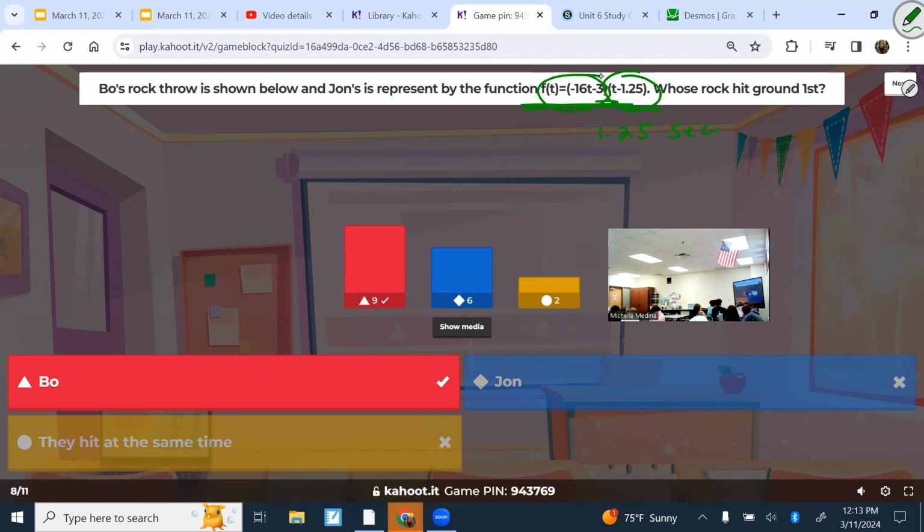This one over here, we could follow that pattern we talked about before when it's two numbers, but regardless, it ends up being negligible because it's negative. So when you're comparing, yeah, Bo's hits first, and his hits at 1 second. And John's hits at 1.25. Questions, comments, concerns?